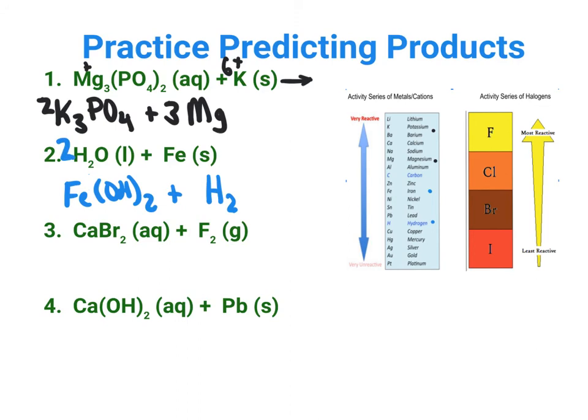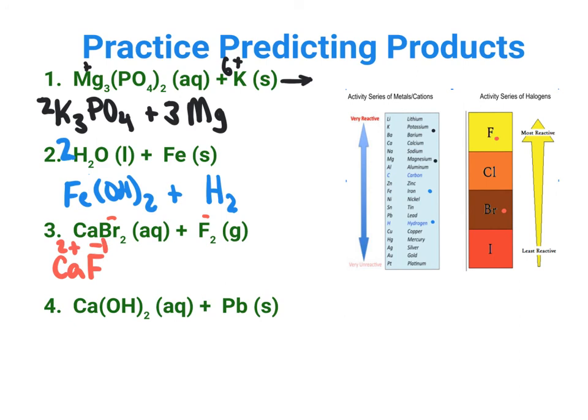We'll do this one in red. F2 is the free one. It's going to be an anion. It's going to replace bromine. F is higher than Br, so F will replace bromine. So we have Ca bonded to F. Ca is a 2+, F is a -1.